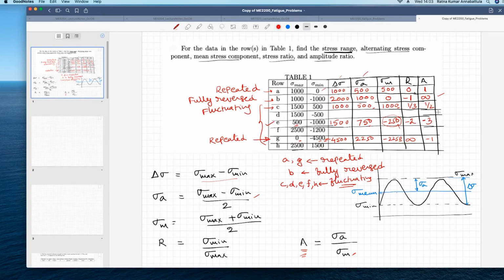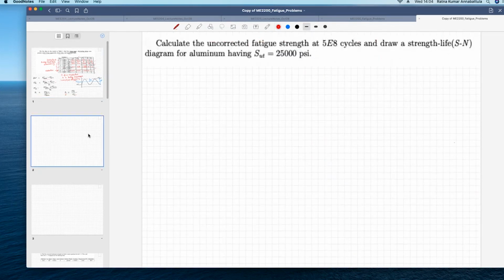All right. So you can also calculate for the case of D and F and then verify what are these numbers. So that is our first question. So here we actually looked at how do you calculate these important parameters for fatigue loading. Moving on, the next question.